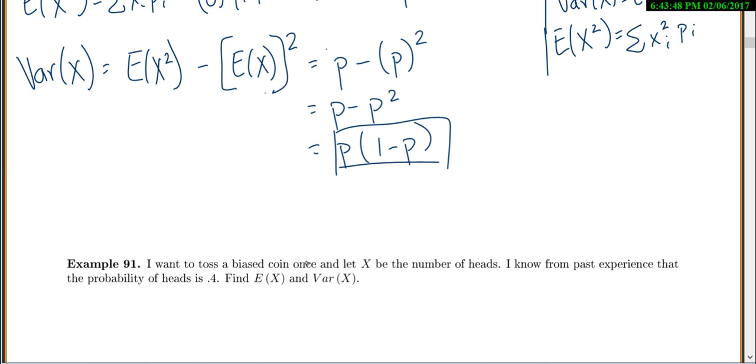Let's say we want to toss a biased coin once. Now that once means it's going to be the Bernoulli. Okay, once, and x is the number of heads, so we just care about heads or not heads. I know from past experience that the probability of heads is 0.4. Okay. Let's find the expected value and variance.